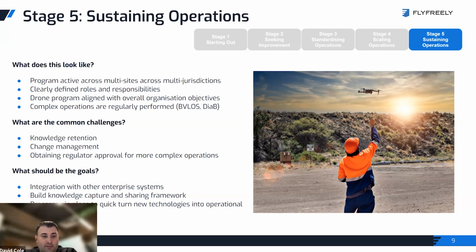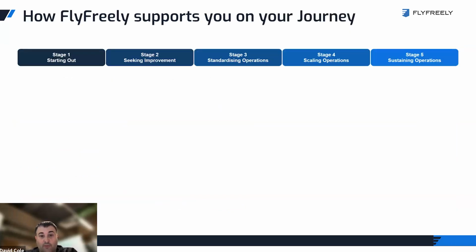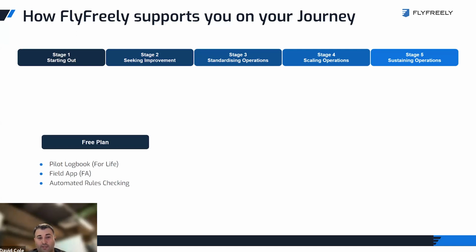So that's an overview, in a little bit of detail, of each of the 5 stages. So how do we help you on this journey? The way we've designed the platform and our feature tiers aligns with the different stages you go through. At our free tier, you're just starting out, you need something light, something basic, and we've got some basic features in our free plan to support you there.